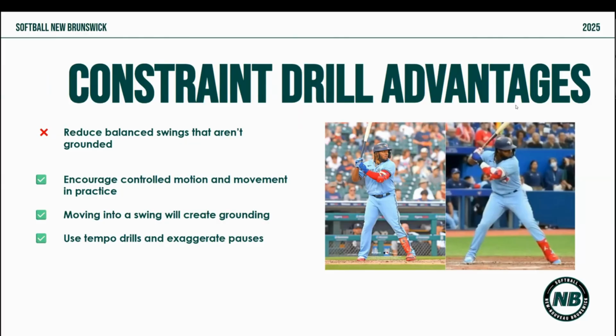Some constraints too that are helpful to get to launch, as we touched on, are like stride stops. So that would be starting in your normal stance and then taking a stride, stopping, and making sure you're in a similar position as you want to be at launch. So it helps ground individuals. So we're now using our biggest source of energy to our advantage. It encourages a lot of controlled motion and movement as well.